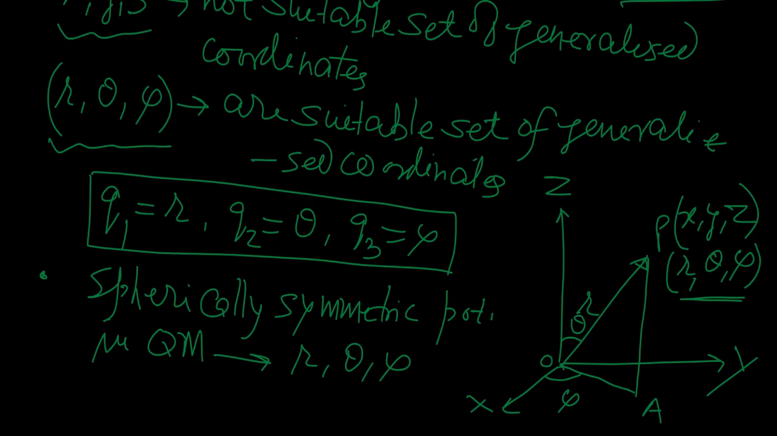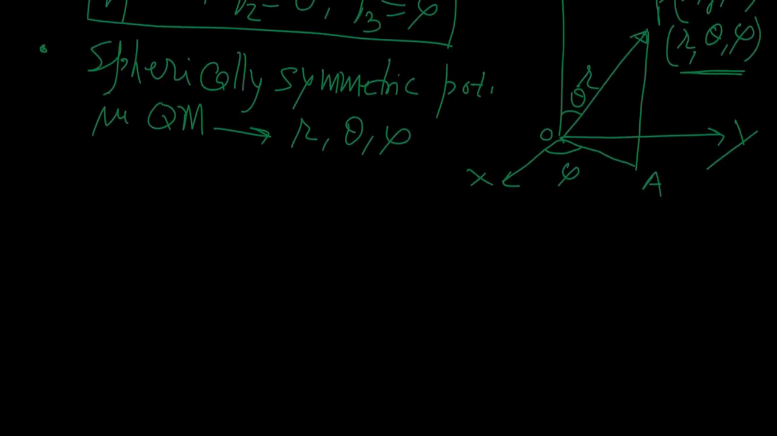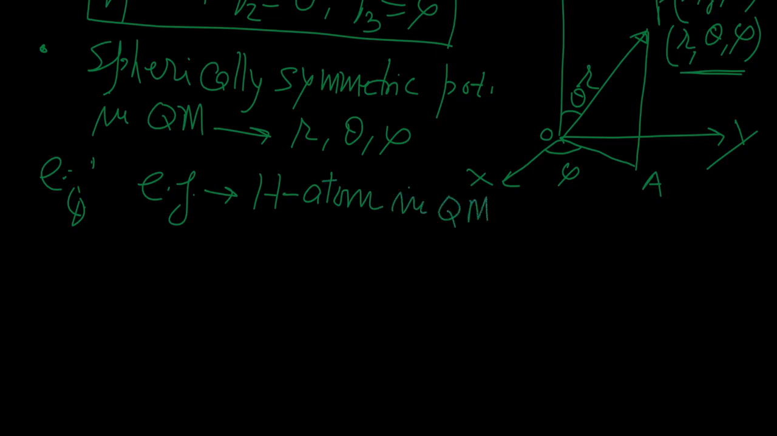For example, when we study the hydrogen atom, the H atom in quantum mechanics, the potential involved in that problem is spherically symmetric, and in this case we do not write Schrodinger's equation in Cartesian coordinates, but we write Schrodinger's equation in spherical polar coordinates, that is r, theta and phi, because in that problem the convenient set of generalized coordinates are r, theta and phi.